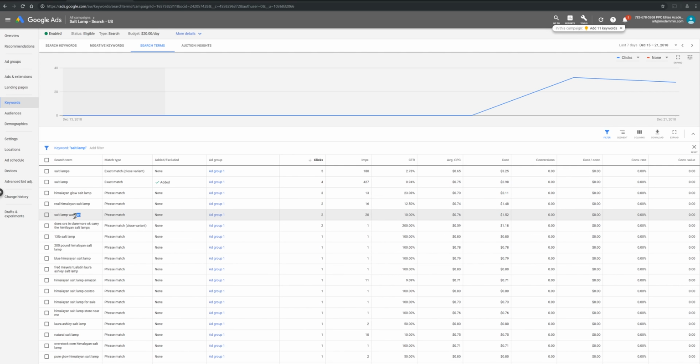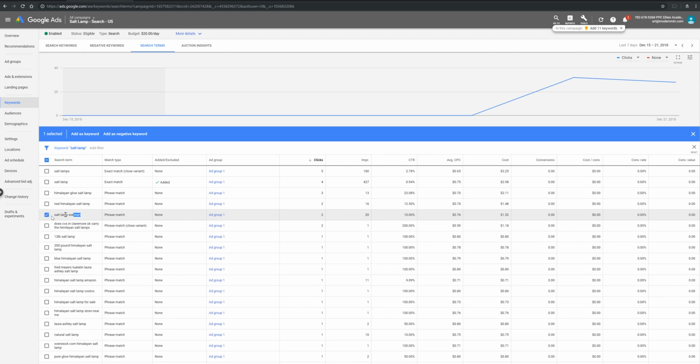Boom. That is instantly a negative keyword that I want to add. Why? Because Walmart. We're not trying to focus on Walmart. We're not trying to focus on competing with Walmart. All right. This is an obvious negative keyword.